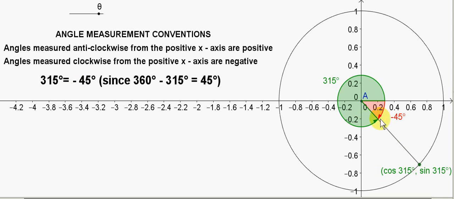We know from previous videos that since we're dealing with a unit circle, that is a circle with a radius of 1, then the coordinates of this point are defined to be cos theta, sine theta, where theta in this case is 315 degrees. Now, since we're defining minus 45 degrees to be the same as 315 degrees, we could relabel this point as cos minus 45, comma, sine minus 45 degrees.